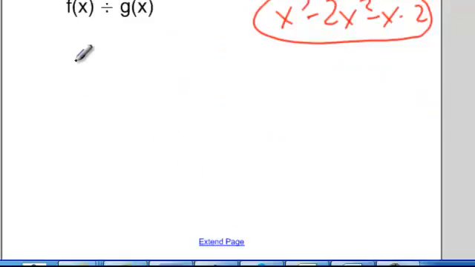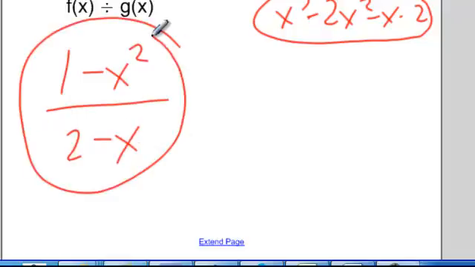And finally, division. F of x over g of x is 1 minus x squared divided by 2 minus x. So we just leave that whole thing. It can't be reduced. 1 minus x squared is 1 minus x times 1 plus x.